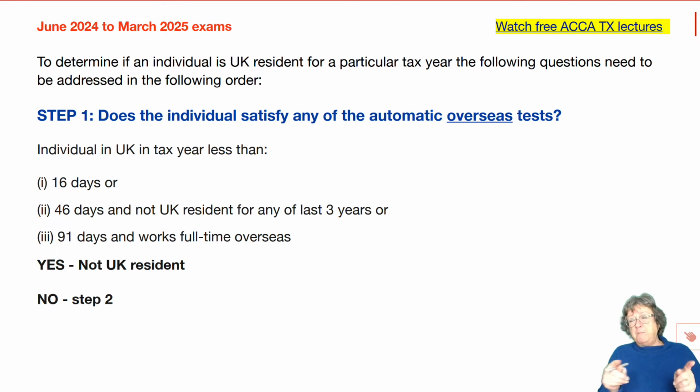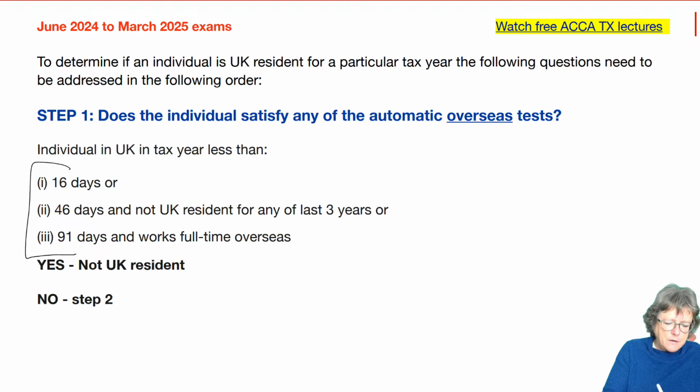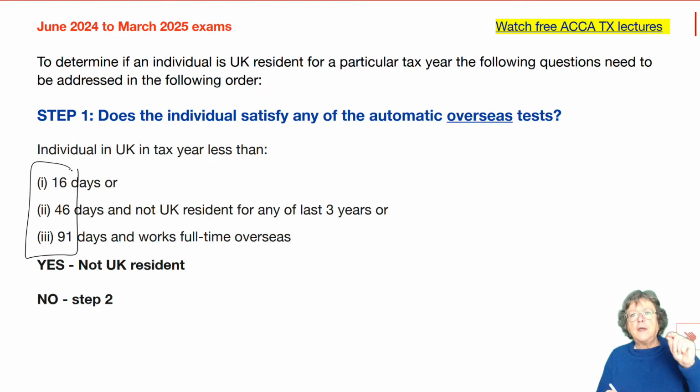46 days is a bit bigger period of time, but you've not been resident in the previous 3 years, so the information will be given to you in the exam. Unfortunately, you have to remember these rules, but these dates you'll find in the tax tables, so that helps you some way to remember.